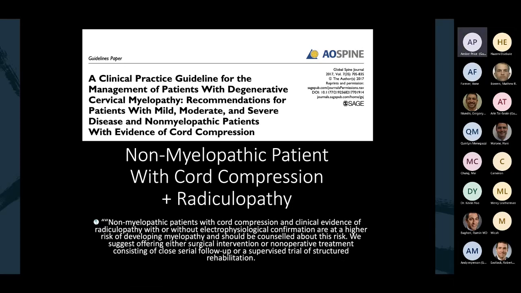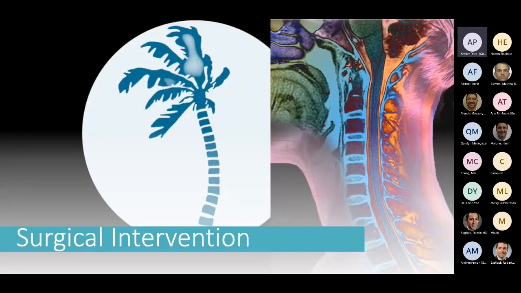This is in contrast to patients who do have radiculopathy symptoms and signs of cord compression on MRI. These patients are at a higher risk of developing myelopathy based on literature review. And so they said, you can do either thing. You can follow them clinically and offer non-operative treatment, but it needs to be closer clinical follow-up, versus just offering surgical intervention in those patients.